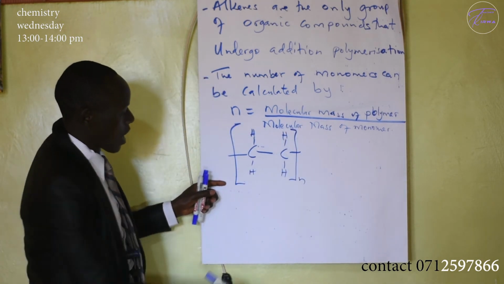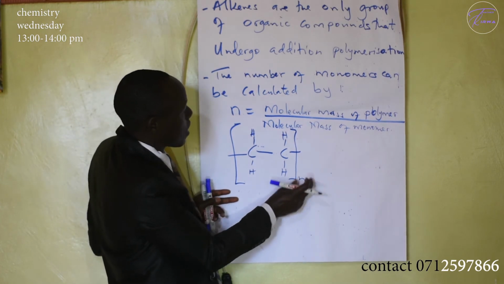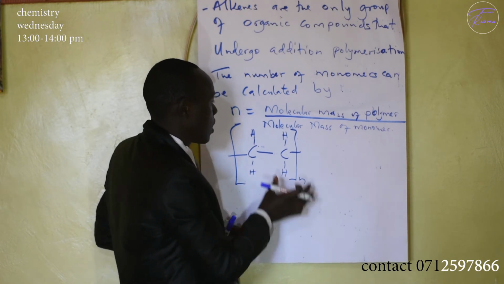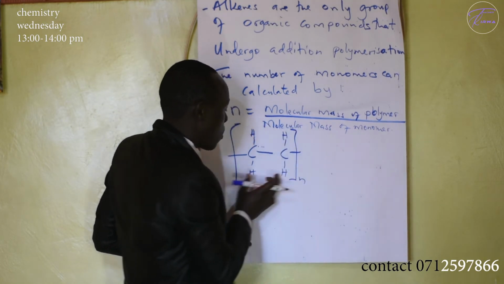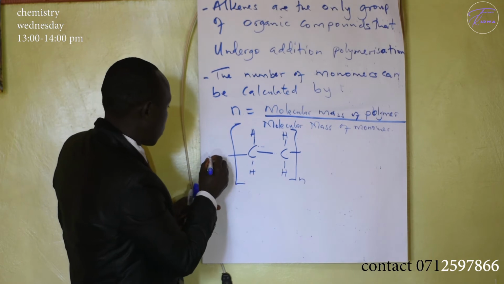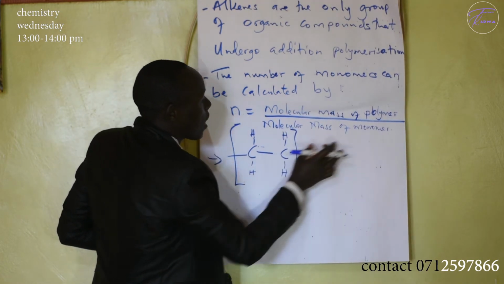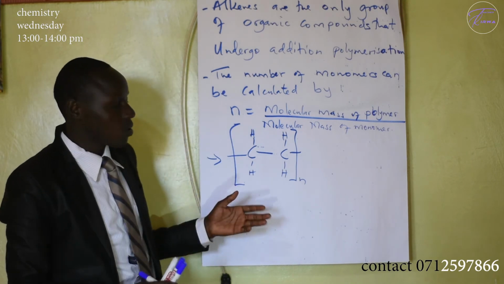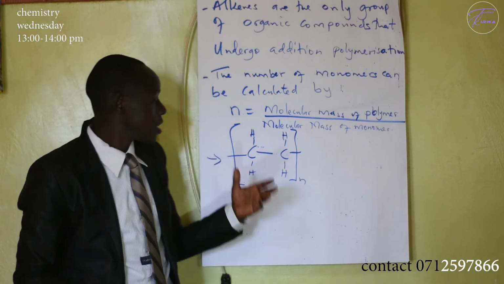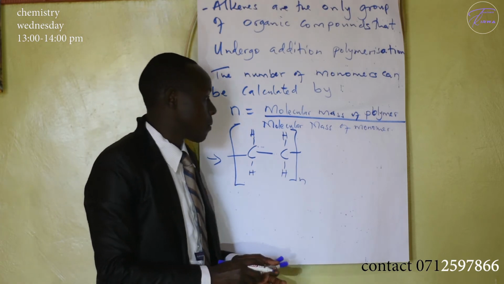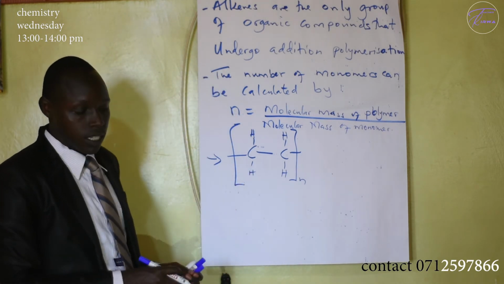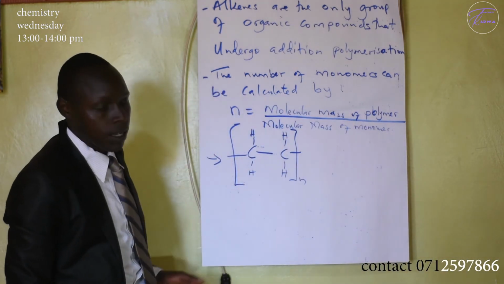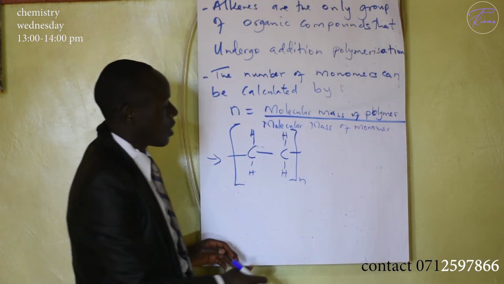we are saying N can be calculated by the molecular mass of the polymer, which you will always be given, divided by the molecular mass of the monomer. As for the monomer, you can always calculate the molecular mass by adding the molecular masses of individual atoms that constitute that compound.